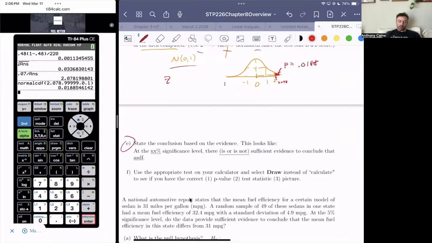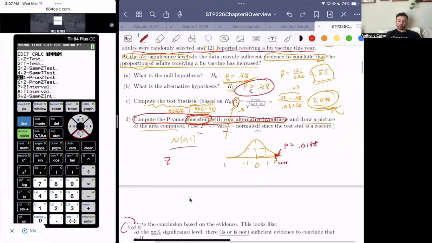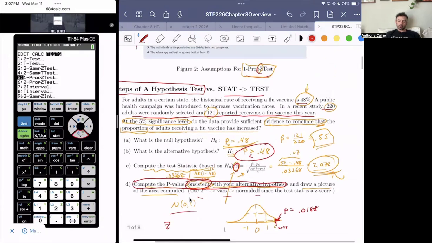We'll skip this for a moment. I want to focus on F. Use the appropriate test on your calculator. This is where we can do stat test now, and select draw instead of calculate. So the appropriate test, if we do stat, go to tests, is a one prop z test. These have proportions floating around all over the place. Our test statistic has a z in the name.